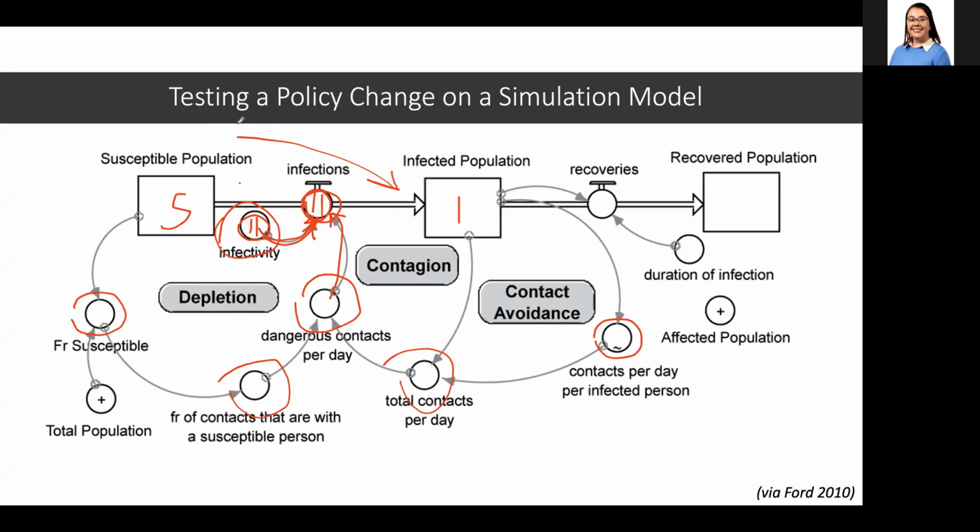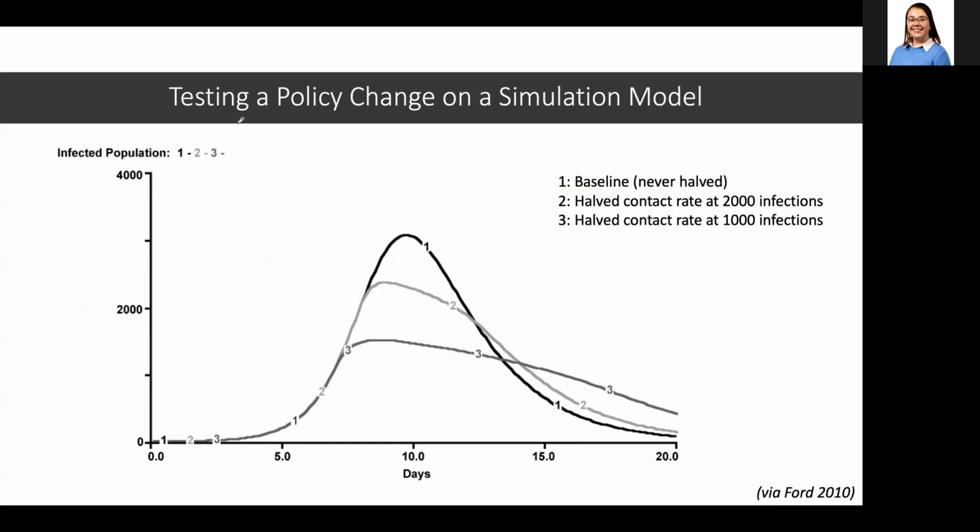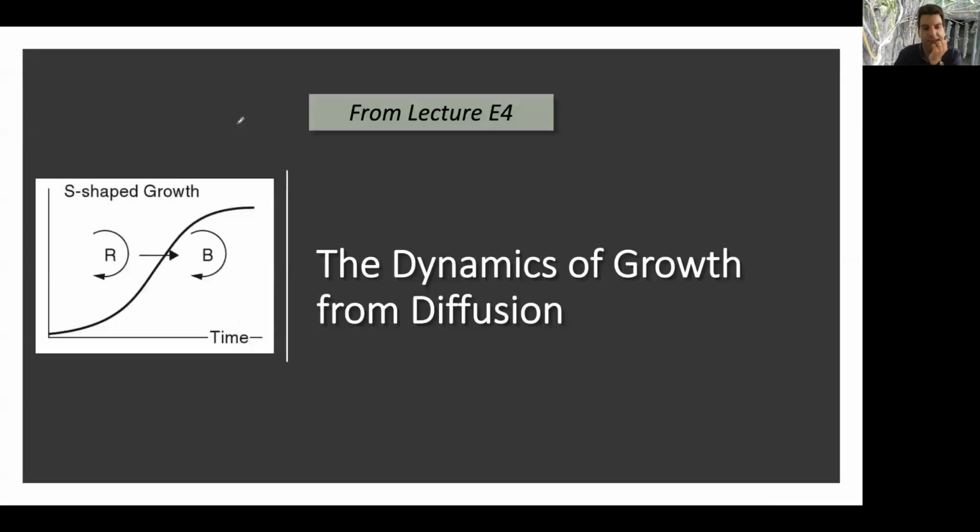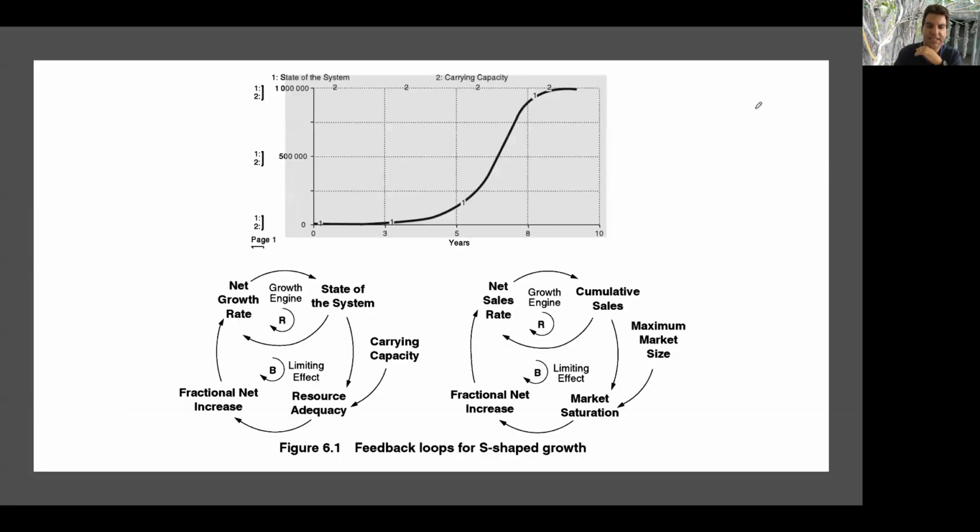Is that back from E6 or the lecture? I can't remember. The Bass model is in E4. Okay. So that was the next thing that I was getting into here. Okay, thank you. Any other questions about the epidemic dynamics?